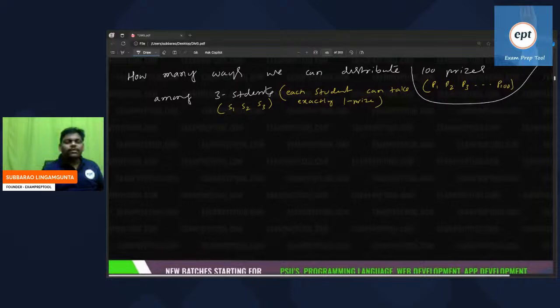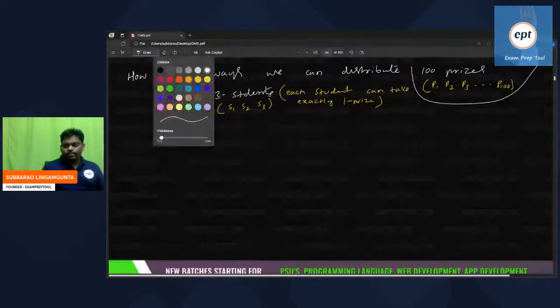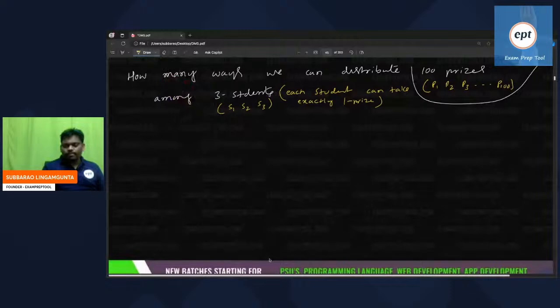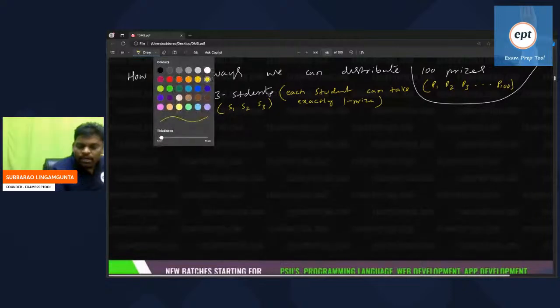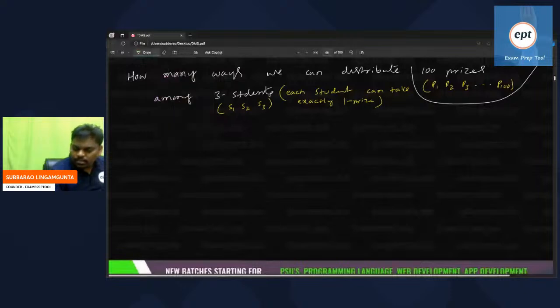Each student can take maximum. Each student can take exactly. Students are S1 to S3. Anyone? See, not only watching one, not only watching. Please, can you respond? So, what is the answer?